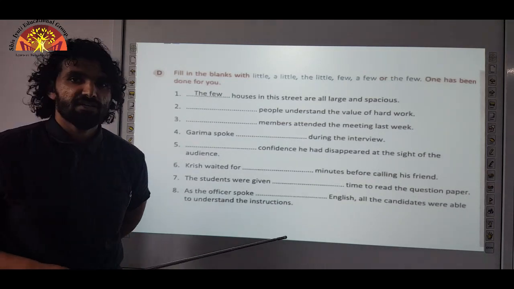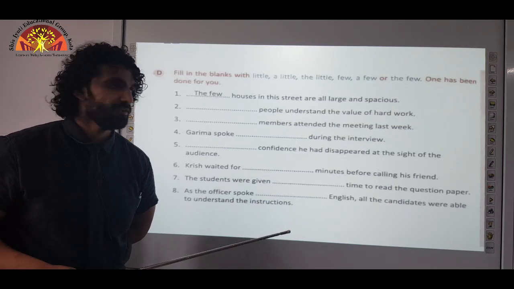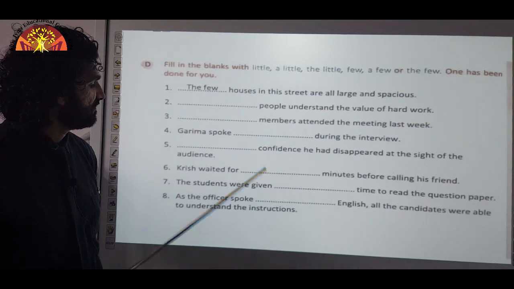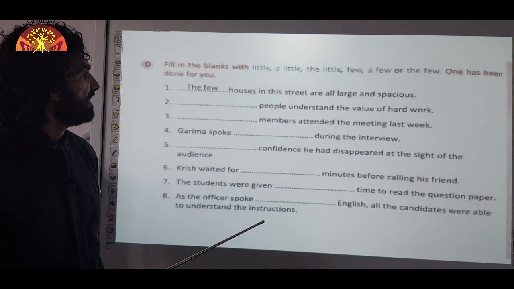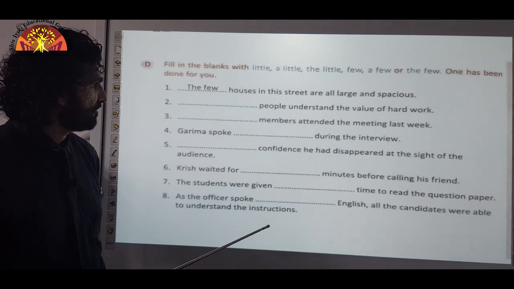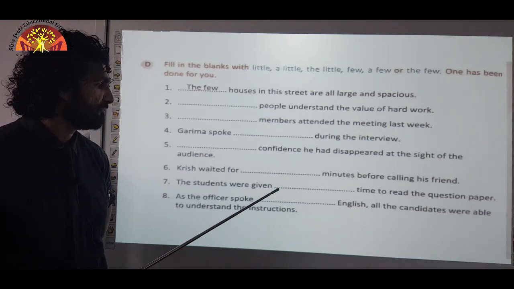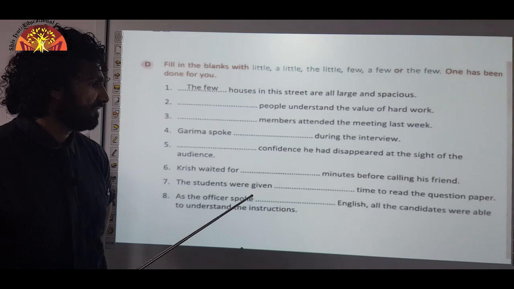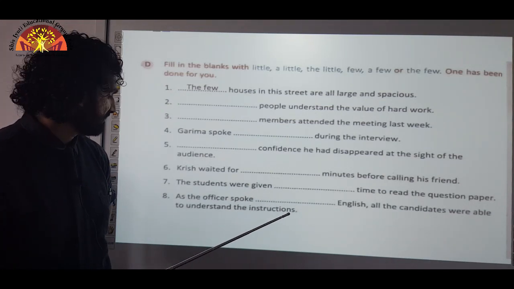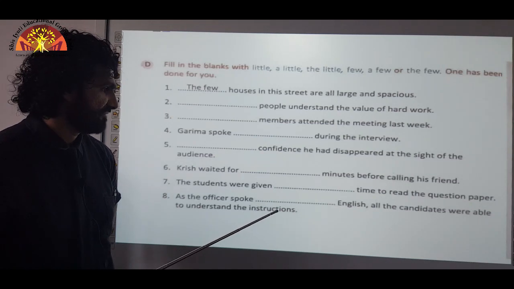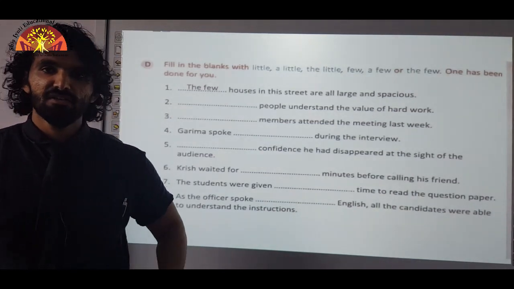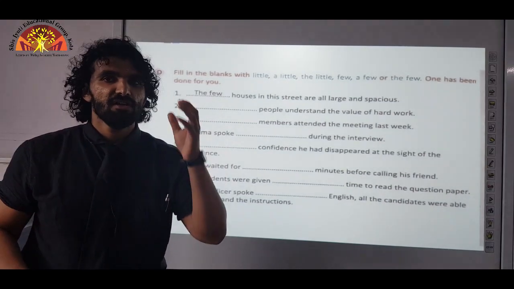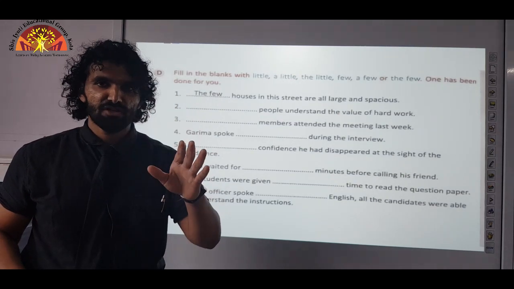Here is another exercise, on page number 16 of your book. The few houses in the streets are all large and spacious. One has been done for you and you have to do all of them on your own. I'm going to do the last one for you, and you have to do from 2 to 7. As the officer spoke a little English, all the candidates were able to understand the instruction. For the sake of understanding, the little means thoda. So whenever you are confused, always remember this.